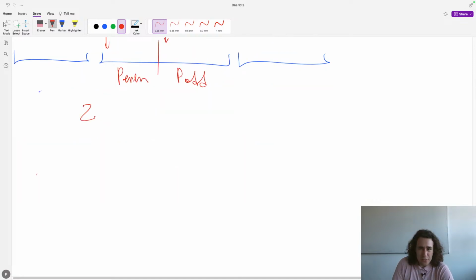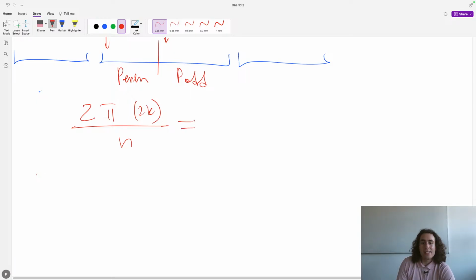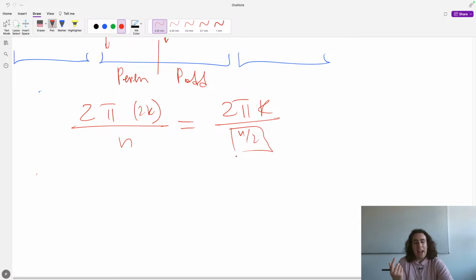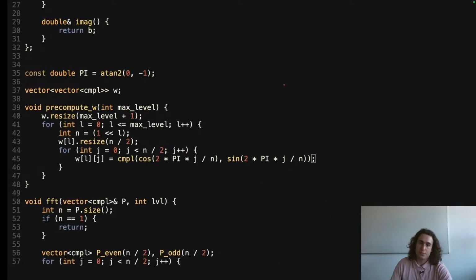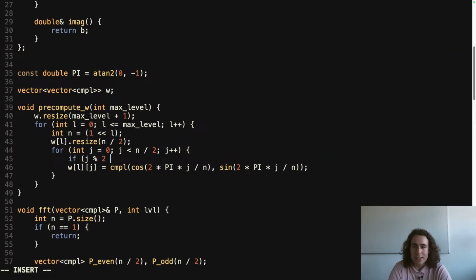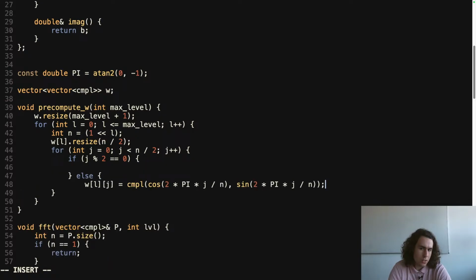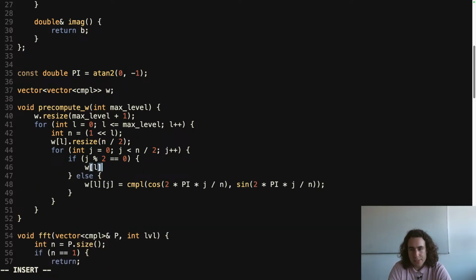You can see that if you have 2 pi, and you multiply by j, which is an even number, so let's say it's 2k, and you divide by n, this is the angle that we have, right, of our complex number. This is the same as 2 pi times k over n half. And this n half comes from the previous level. So if we're calculating some even j root on our level, we can use the j halved root from the previous level. If j is odd, we're still going to calculate it like this. But if it's even, we can just use the j halved value from the previous level.